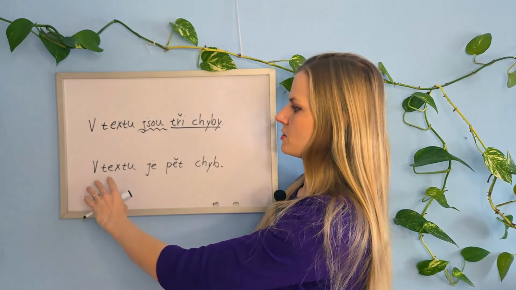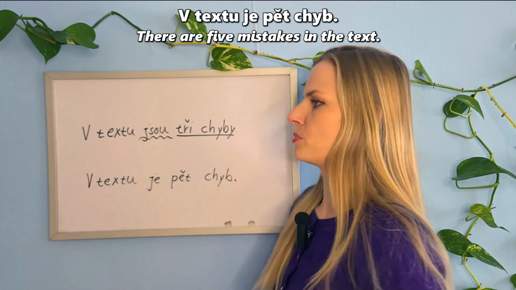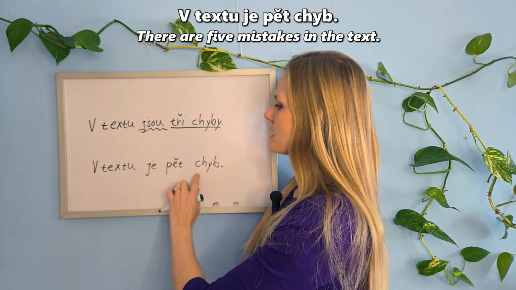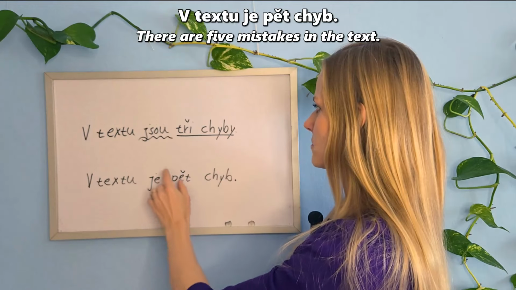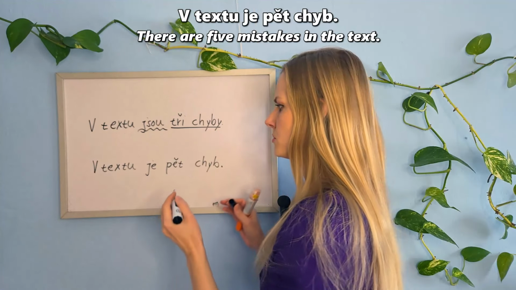Now, what about this one? This sentence says, v textu je 5 chyb. That means there are 5 mistakes in the text. What changed? Besides 5 chyb, we have a different number, different form, but also the verb. What happened to the verb?